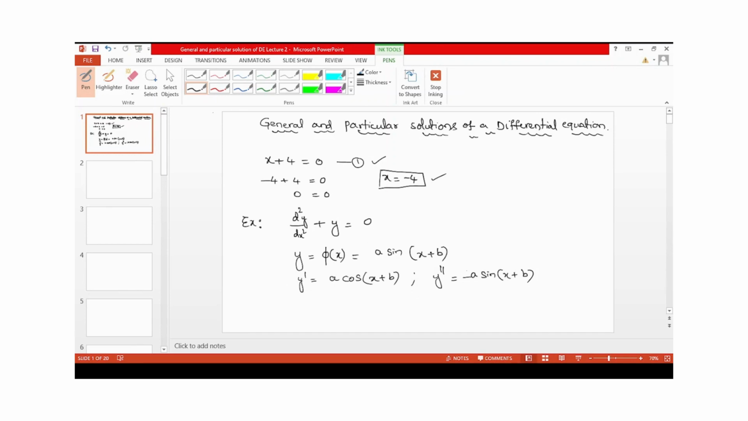Now I am going to substitute y double dash and y, both of them, in the differential equation, to check whether it is satisfying the differential equation or not. Let us check.